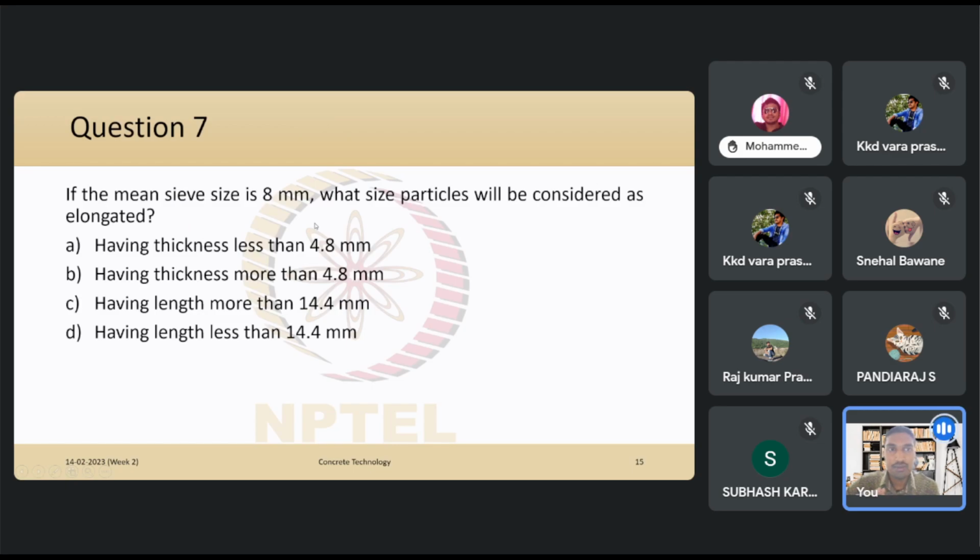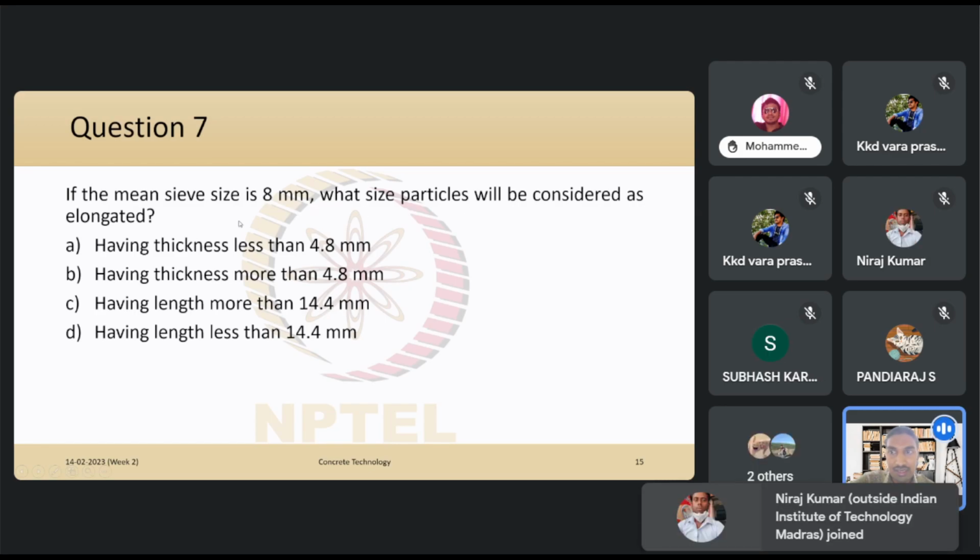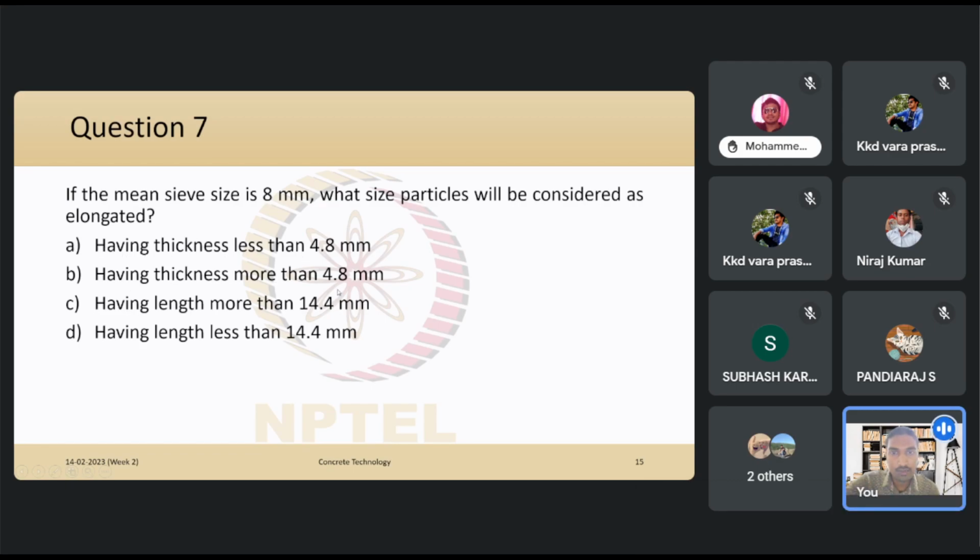Okay, so question 7. Here we are moving on to aggregates. If the mean sieve size is 8 mm, what sized particles will be considered as elongated? The options are having thickness less than 4.8 mm, having thickness more than 4.8 mm, having length more than 14.4 mm, having length less than 14.4 mm. What is the criteria that we use to say that an aggregate is elongated or not?